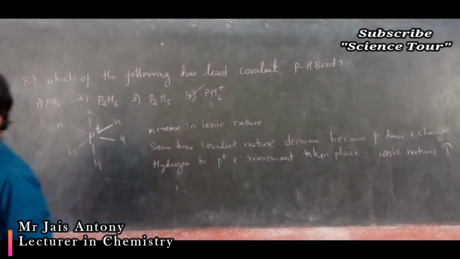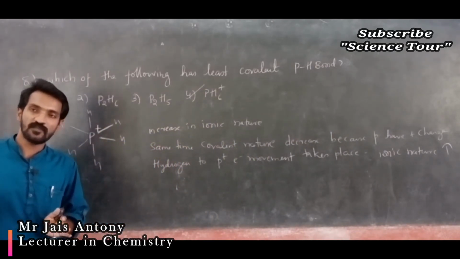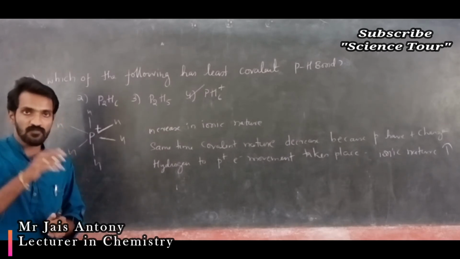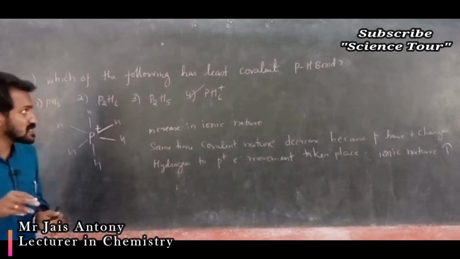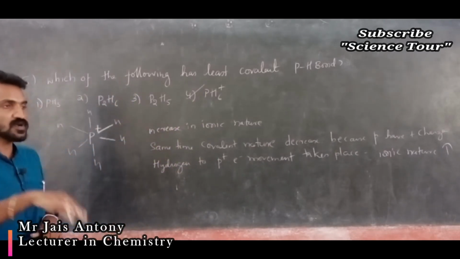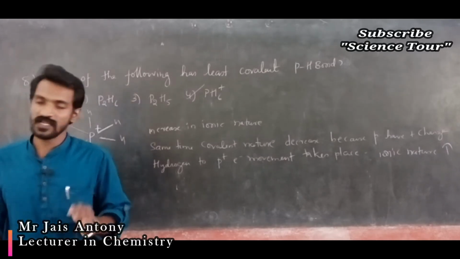In all other cases phosphorus is neutral, so there is no movement of electron from hydrogen to phosphorus. In this case phosphorus has P plus, so electrons automatically move from hydrogen to phosphorus. Ionic nature increases, covalent nature decreases.